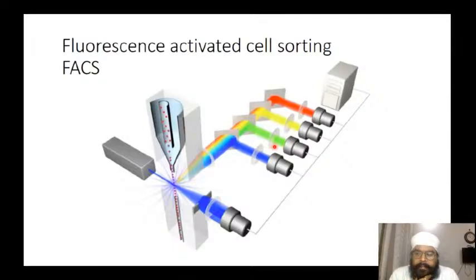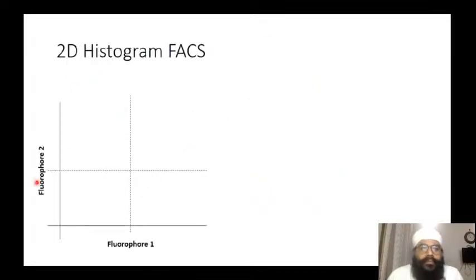We can also combine the data together. So I can form this two-dimensional histogram again, but with protein 1 and protein 2. I have the signal coming from fluorophore 1 and fluorophore 2. So when the cells are here, it means that these cells are expressing both proteins because they are giving high signal on the first detector and on the second detector.